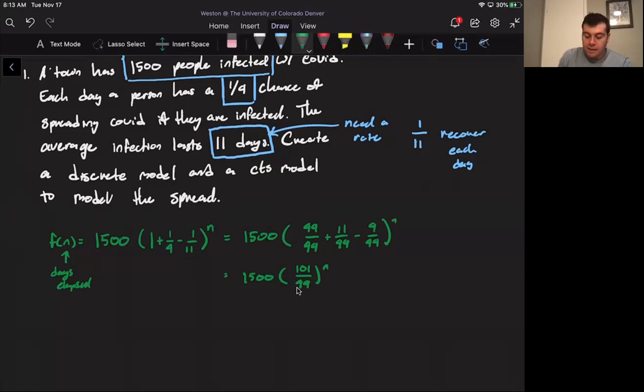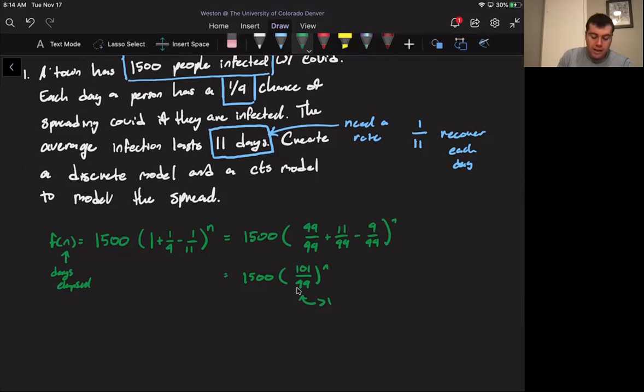It's slightly greater than 1, so that means it is going to exponentially grow. As time passes, more and more people become infected, eventually until everyone's infected in this model. Because this is greater than 1, and as we raise something greater than 1 to a power, it goes off to infinity. But it's close to 1, so that growth will be slow.